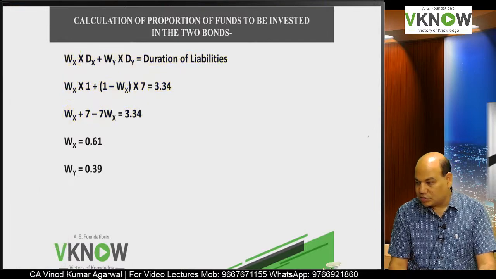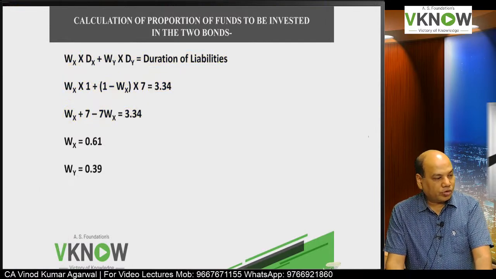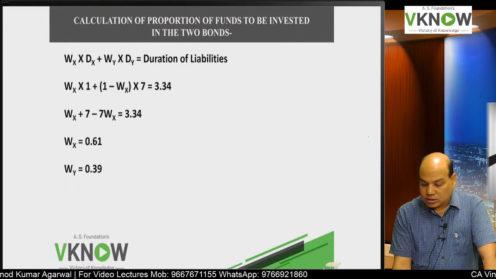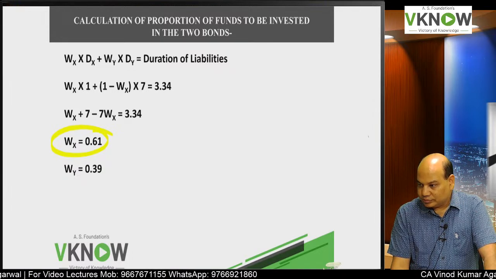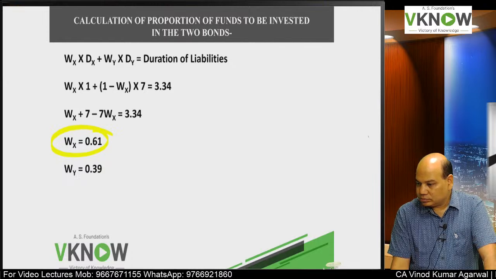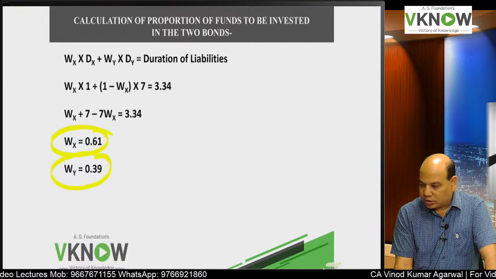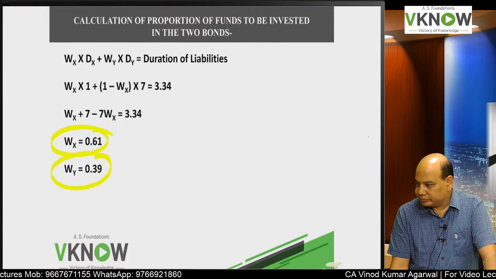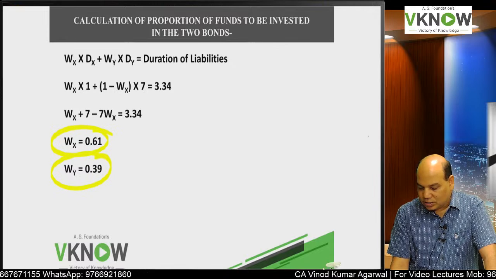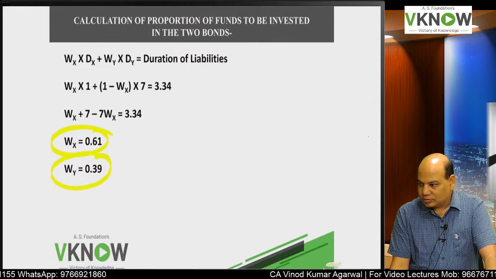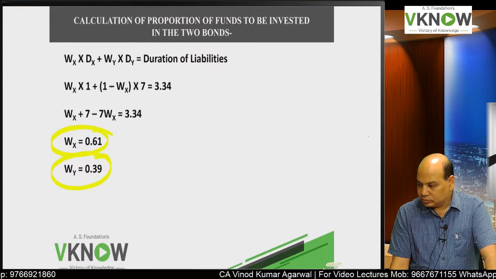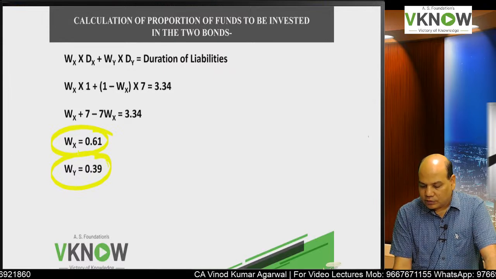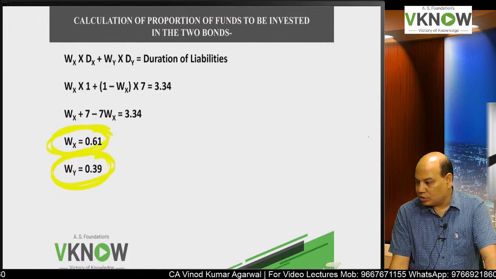So please check the answer. This is so simple that you should be able to do it very fast. Is the answer Wx equal to 0.61? Please confirm. Is the answer 0.61? And is the answer 0.39? Devika, Divya, is the answer right? Hari, okay. So approximately, if you are getting these two numbers, enjoy, you are right.